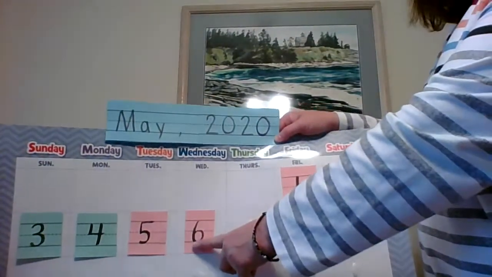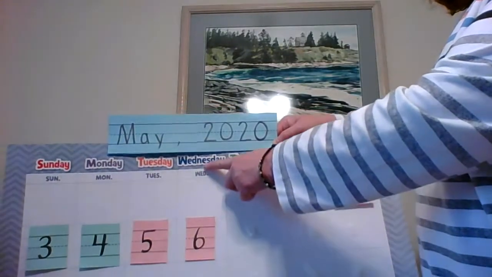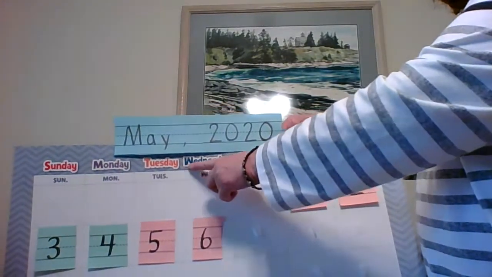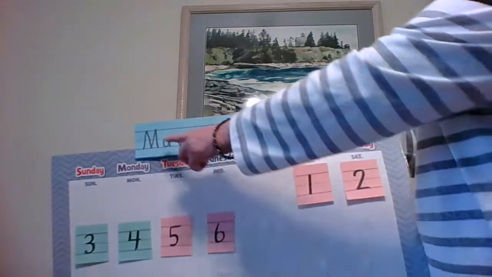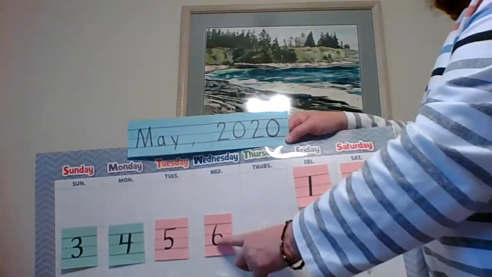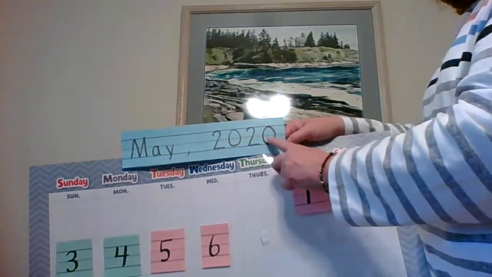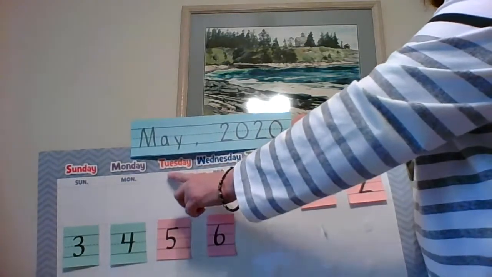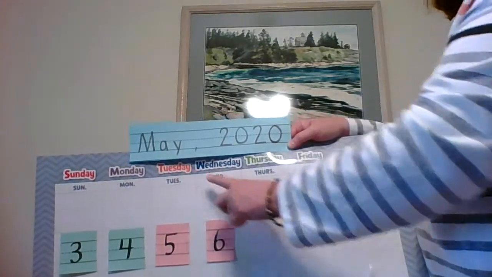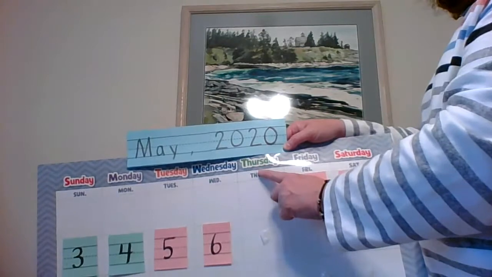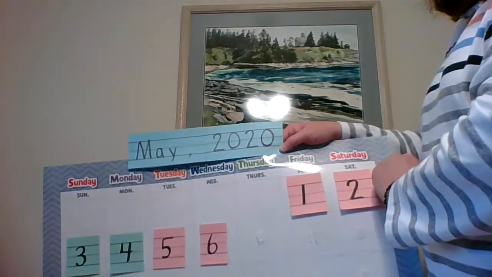I'm touching the last number, and I move my finger up, and that tells me today is Wednesday, May 6th, 2020. Yesterday was Tuesday. Here's Wednesday. Tomorrow will be Thursday. So let's write that on our board. Everybody open up your notebook. Be ready for your next page so that we can write the date.